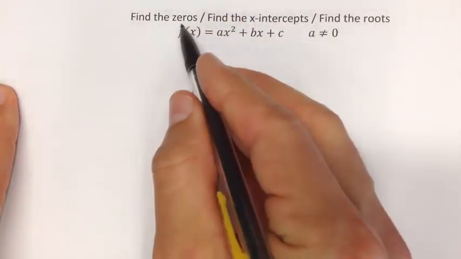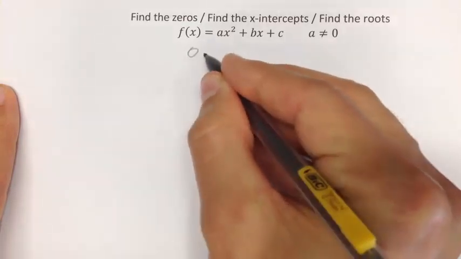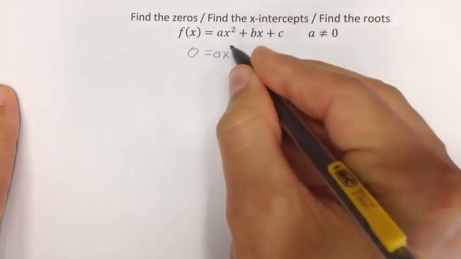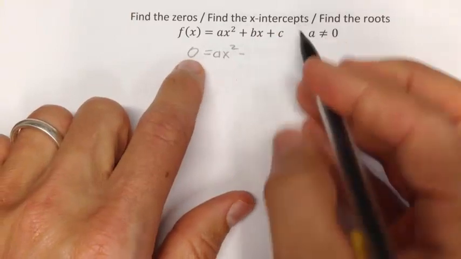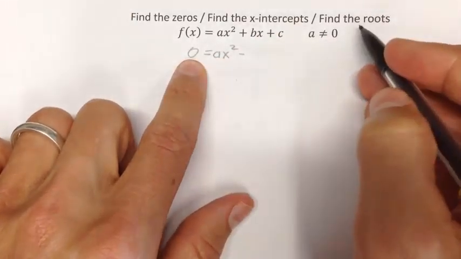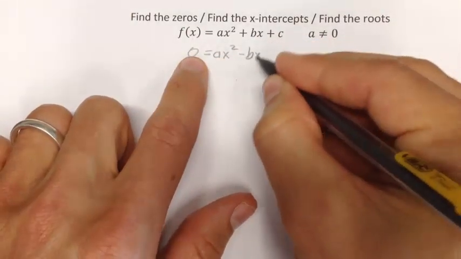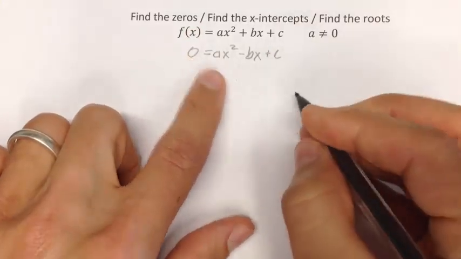So finding the zeros, that's when the output is 0. Another way to say that is find the x-intercepts. That's where y is equal to 0. Those are also called the roots. So these are all essentially setting this thing equal to 0.